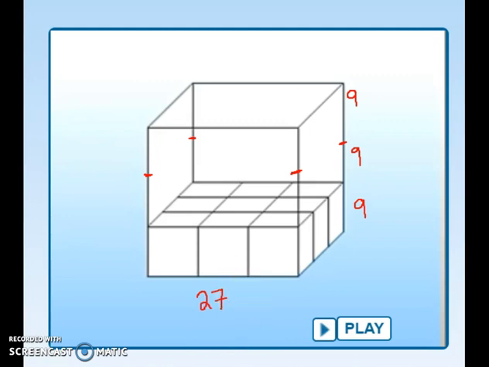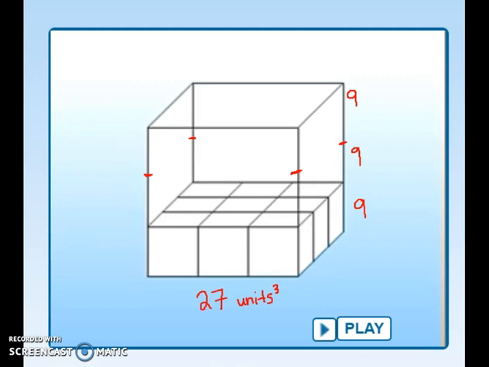Another way we can say this is that we need 27 of our units, whether it be inches, meters, yards, we need 27 of our units, but we need those units to all be in the shape of a cube, or three-dimensional. So we're going to have 27 cubic units, or 27 units to the third power.